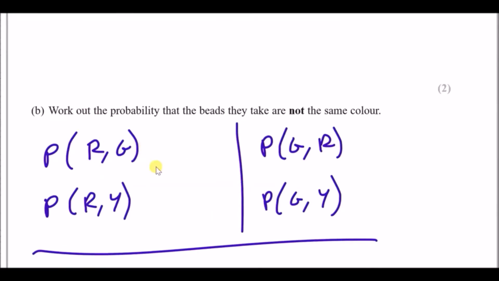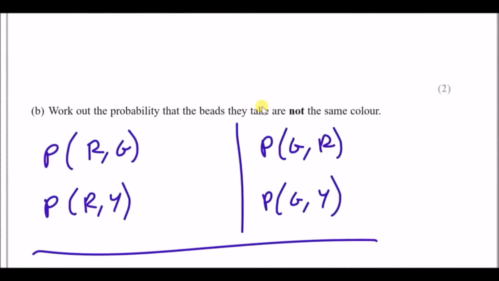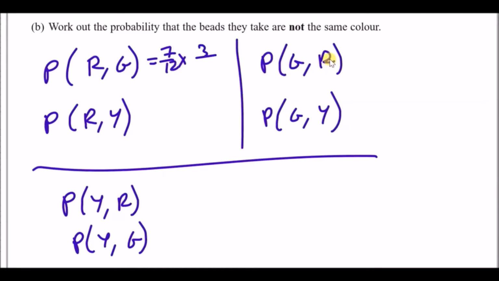Now, to get red and green, so we'll do some of these in steps. So red, we got 7 out of 12. So we got 7 beads which are red. To get green, we got 3 of them, and there's 11 beads left altogether.